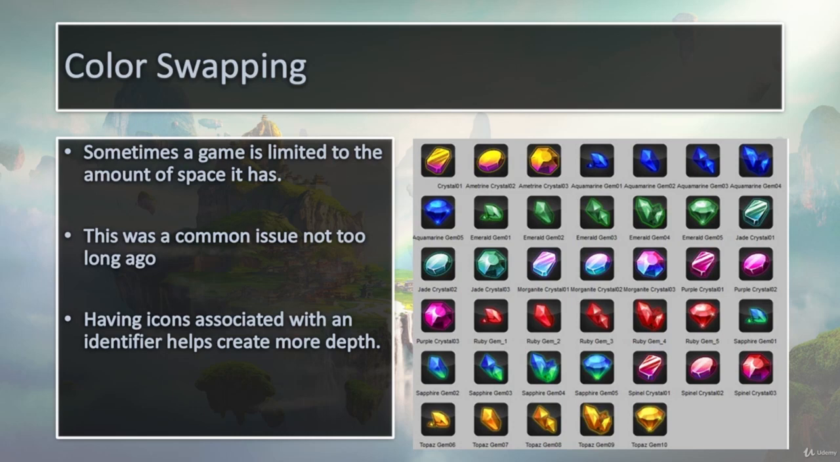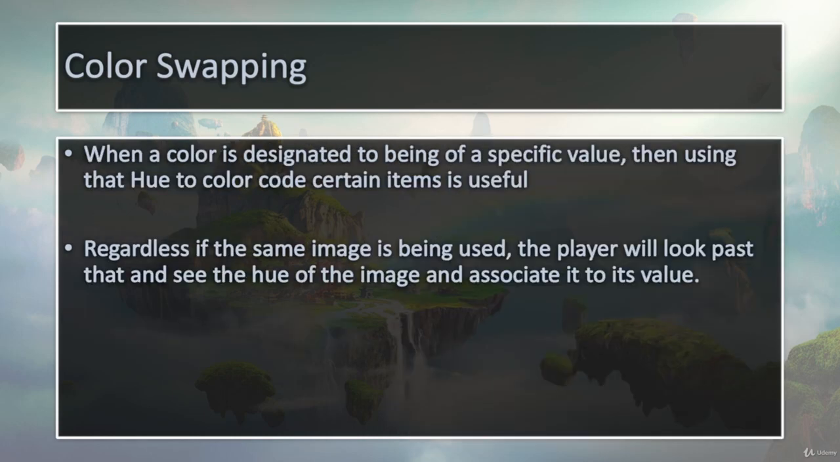Having icons associated to an identifier helped create more depth. So they would create a bunch of icons and then use different colors in the game, different textures on those icons, to make it seem like there were different types of gems out there, when in theory there are only 3 or 4 real gems, and then they would just use different colors. When a color is designated as a specific value, then using that hue to code certain items is useful, because it gives value to that hue. So regardless of whether the same image is being used, the player will look past that and see the hue of the image and associate a value to it.